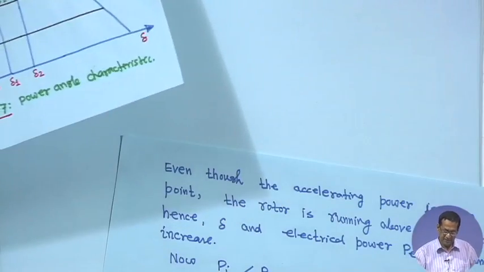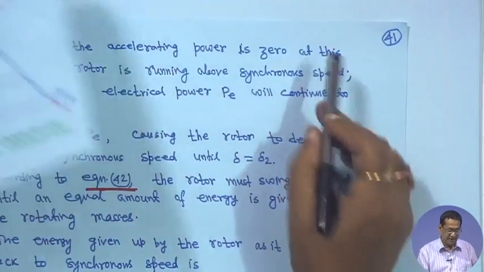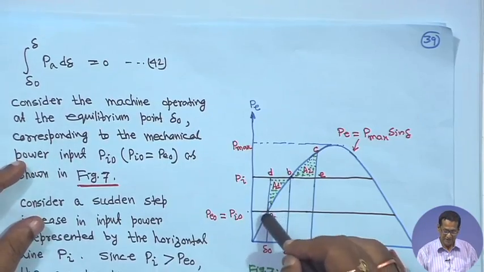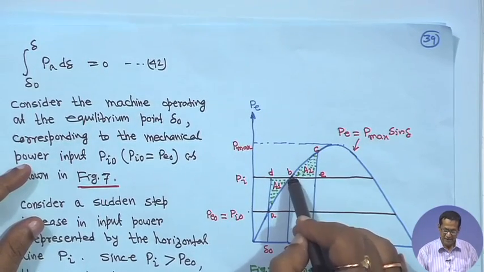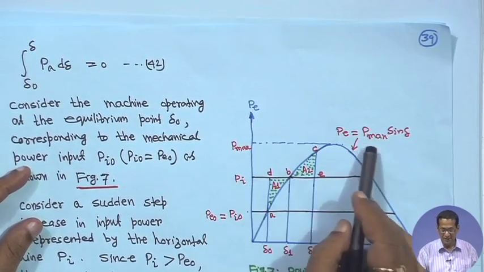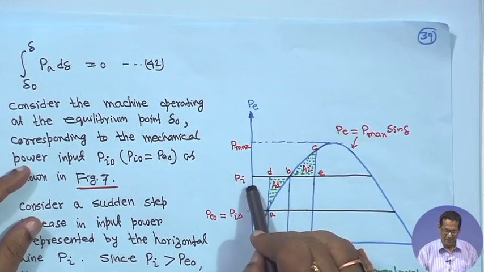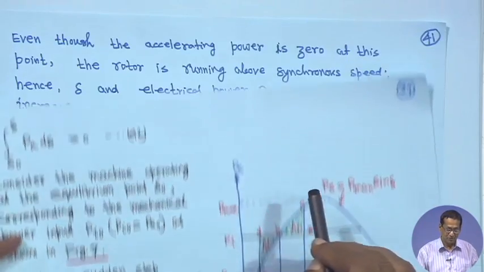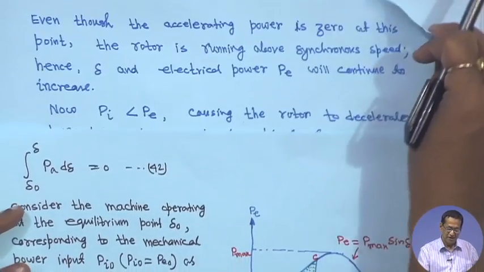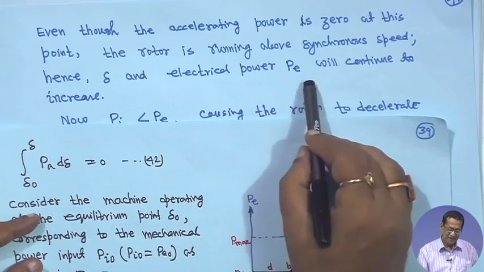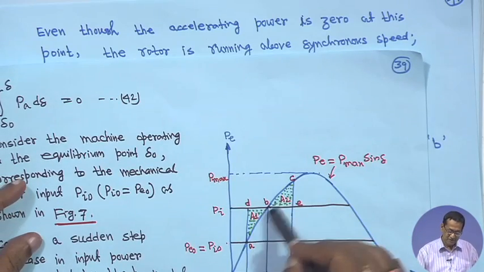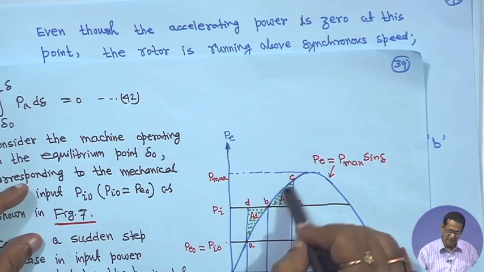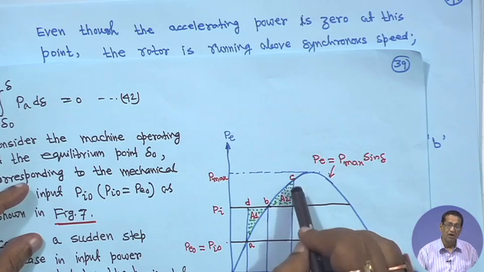In this case, even though the accelerating power is 0, at this point the rotor is actually running above the synchronous speed, because it was accelerating. Although the electrical power is matching the input power, the rotor is still accelerating, so it is running above the synchronous speed. Hence delta and electrical power P will continue to increase. Delta will continually increase, so P also will increase, but how far.